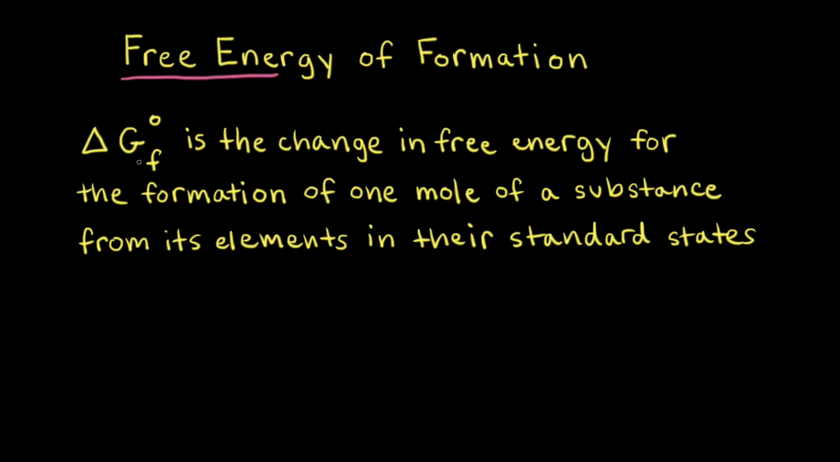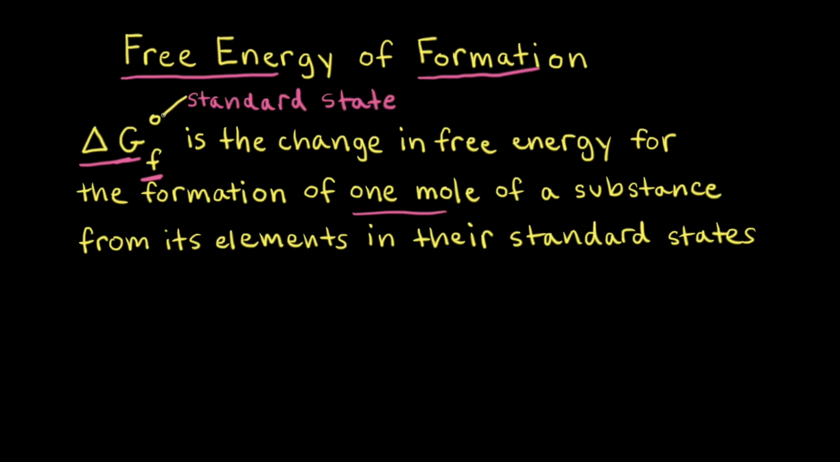Free energy is symbolized by G, and the change in free energy is delta G. When there's a subscript of F, this is talking about the change in the free energy of formation, which refers to the change in the free energy for the formation of 1 mole of a substance from its elements in their standard states. The superscript naught refers to the fact that the substances are in their standard states.